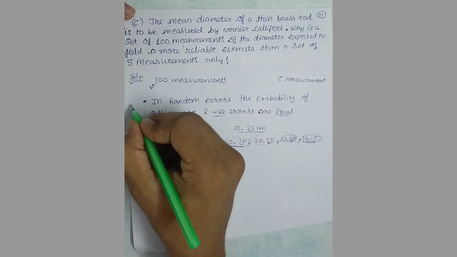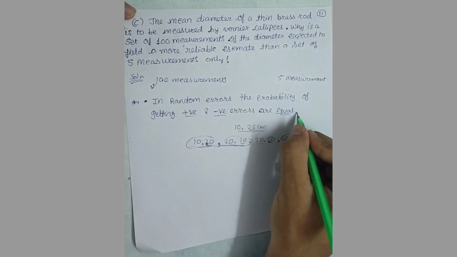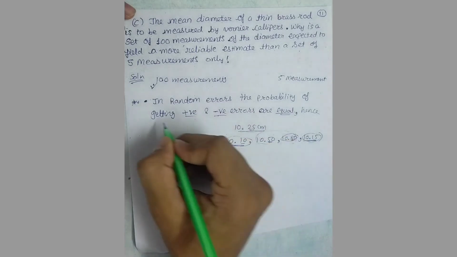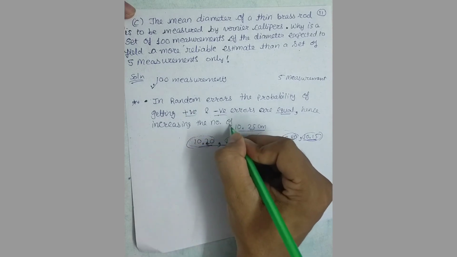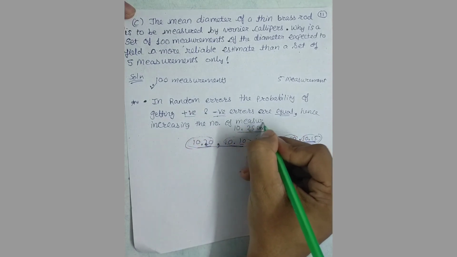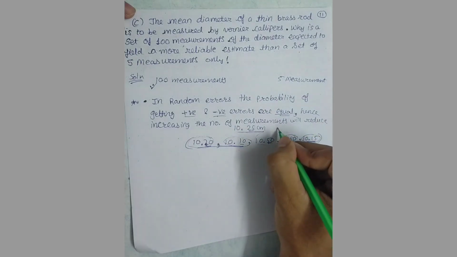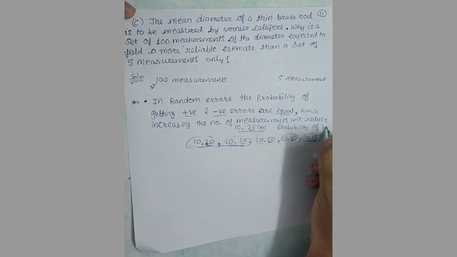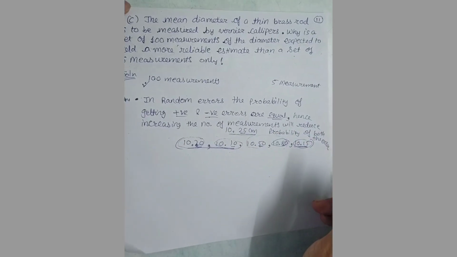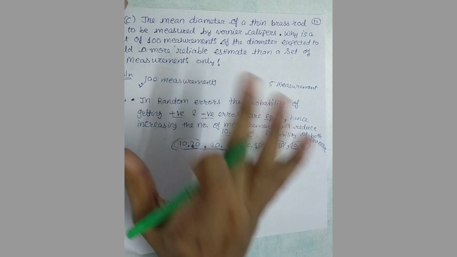So for the answer you can write that in random errors the probability of getting positive and negative errors is equal, hence increasing the number of measurements will reduce the probability of both the errors, and because of the reduction in the probability of errors, the accuracy will be more reliable and we can rely on our measurements.